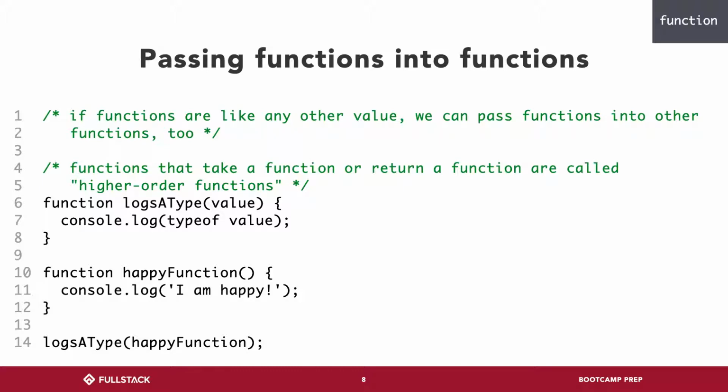Happy function, you're defining as a function that just console logs I am happy. Simple function. You take happy function and you pass it into logs a type. Logs a type is being invoked with happy function right here. So this entire function is going through this thing, and it console logs type of that value, and that's why you get function.